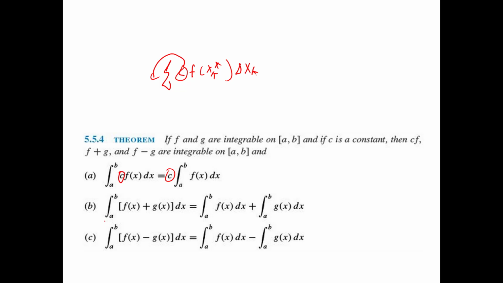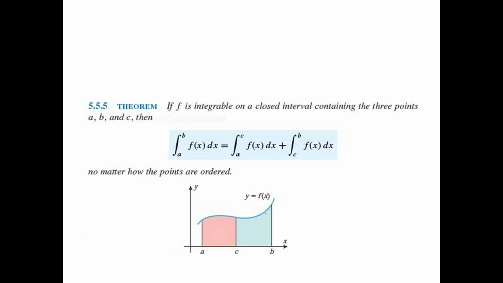So when you have the definite integral of a sum of two functions, you can break it up as the definite integral of the first function plus the definite integral of the second function, provided both of those functions are integrable. Same thing with the difference. Those should be pretty intuitive based on our limit laws.